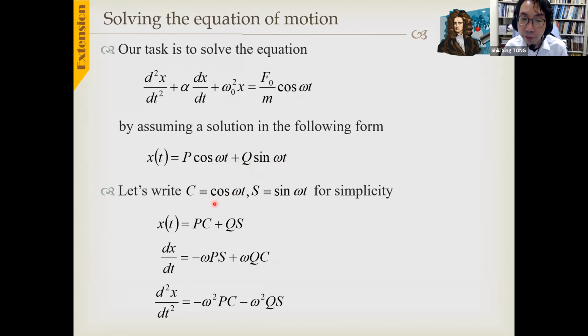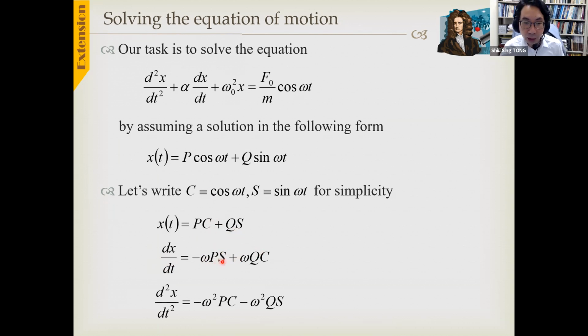Now let's have a shorthand. I write cosine omega t as c, and sine omega t as s. So x is equal to pc plus qs. c and s are time dependent, while p and q are constant coefficients. When I differentiate once, the cosine becomes minus sine, and the sine becomes cosine, and with each differentiation an additional factor of omega comes out. We have done this many times.